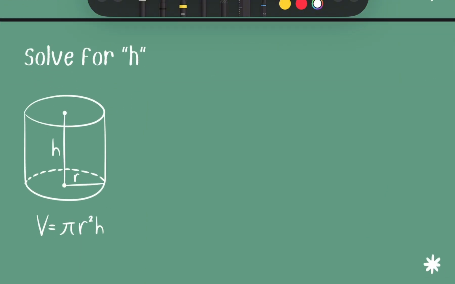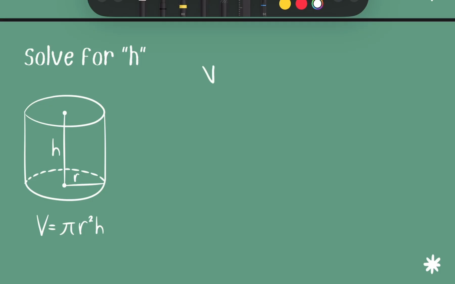Now here, they give us the volume of a cylinder. So try this problem out to solve for h, for its height. And now when you're ready, unpause the video and let's work on it together. And I'll give you a hint. You're not going to have to get rid of the exponent this time.